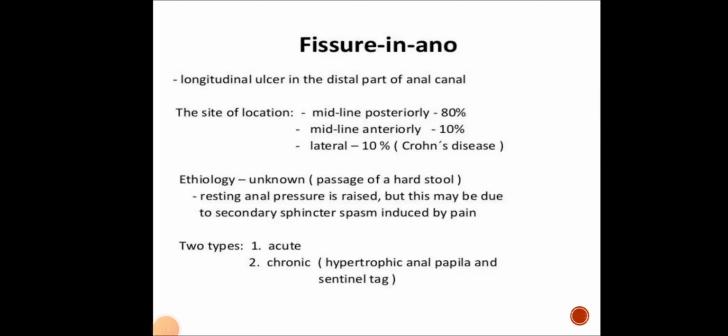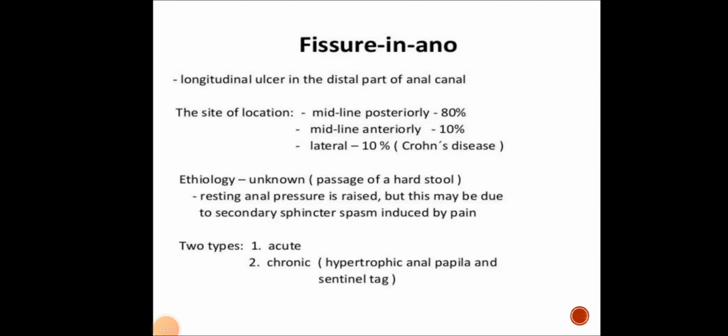papilla. And at the lower end of the ulcer, there is a skin tag that is called sentinel tag or sentinel pile. Sentinel means something which guards, that is, it will be guarding the anal fissure. So it is called sentinel tag, the skin tag present at the lower end of the chronic fissure, or the lower end of the ulcer. It is called sentinel tag.